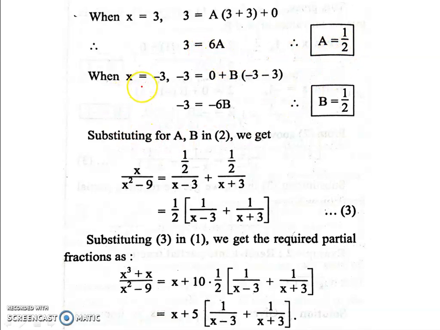Now we have to put x plus 3 is equal to 0. That means x is equal to minus 3. So minus 3 plus 3 is 0. That's why B into minus 3 minus 3. So minus 6 B is minus 3. We have to derive minus 3 divided by minus 6. It is 1 upon 2. So the value of A is 1 upon 2. The value of B is 1 upon 2.